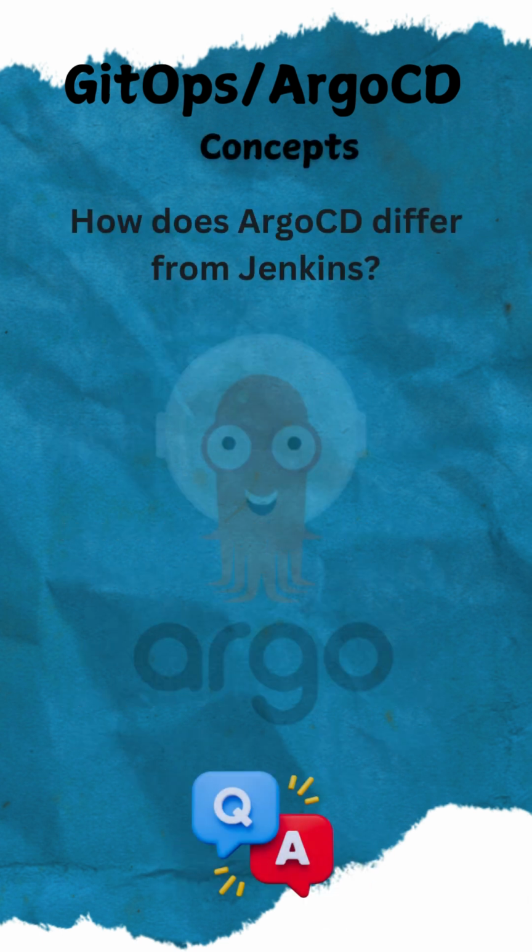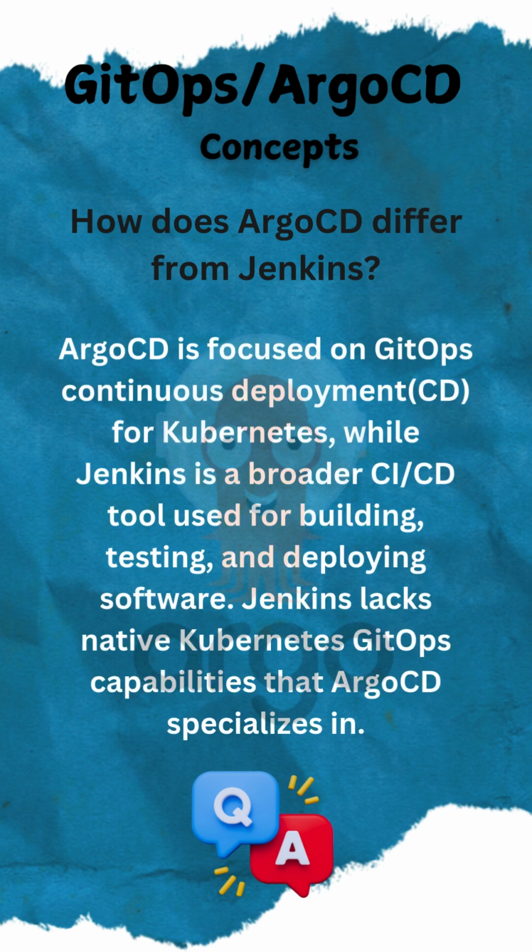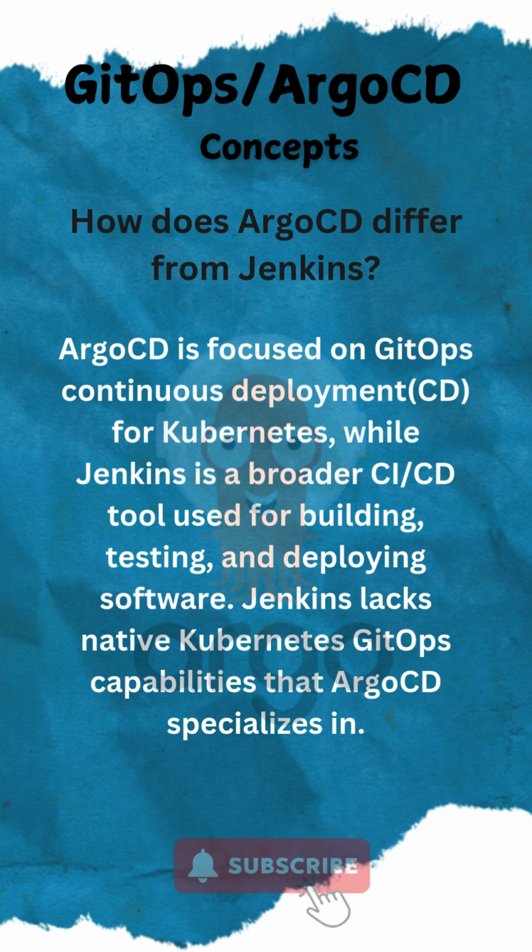How does ArgoCD differ from Jenkins? ArgoCD is focused on GitOps continuous deployment CD for Kubernetes, while Jenkins is a broader CI/CD tool used for building, testing, and deploying software. Jenkins lacks native Kubernetes GitOps capabilities that ArgoCD specializes in.